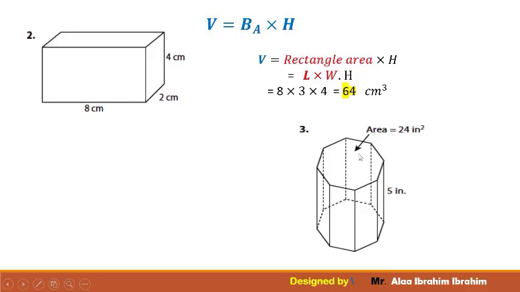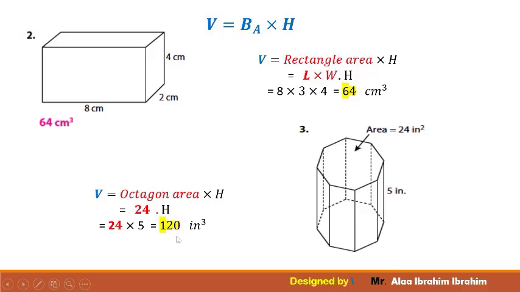Here I give you this shape, 1, 2, 3, 4, 5, 6, 7, 8, an octagon. I give you the area of the octagon ready for you. This 24 is your area, and this is your height. So easy, use this rule. I just replace the area of the octagon, 24, which I gave to you. The height is 5, so I have 120.